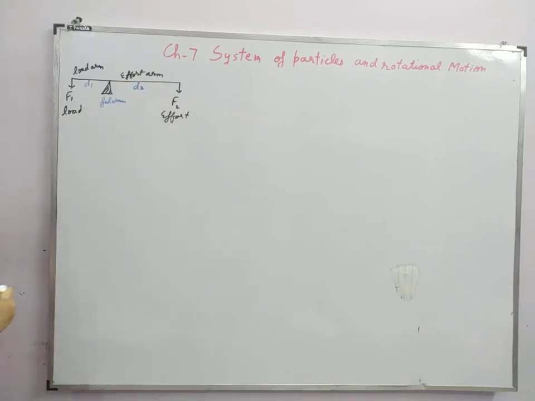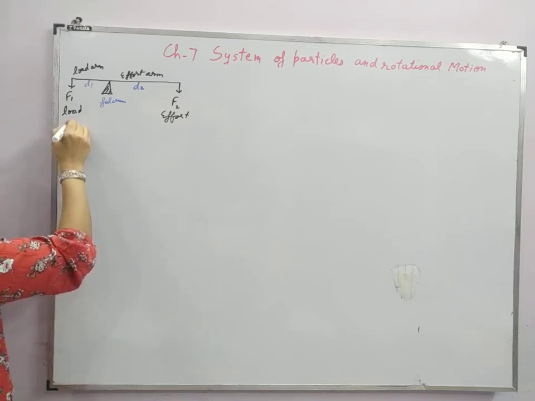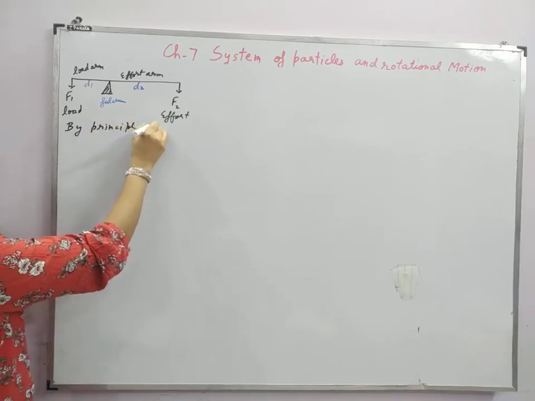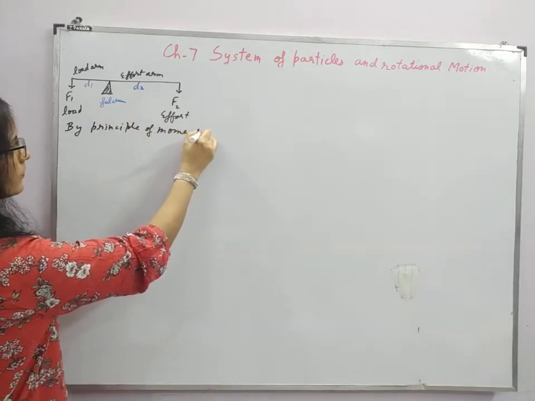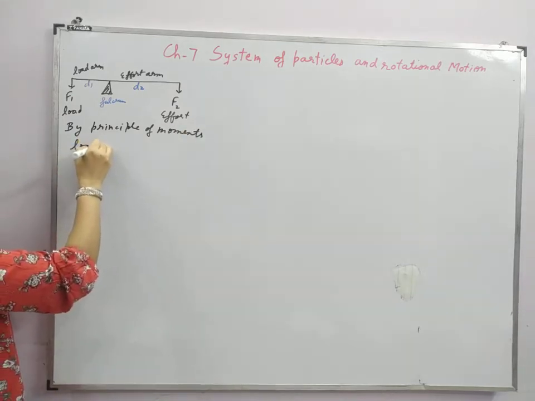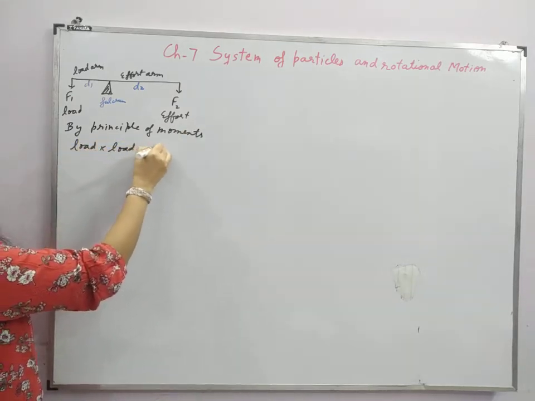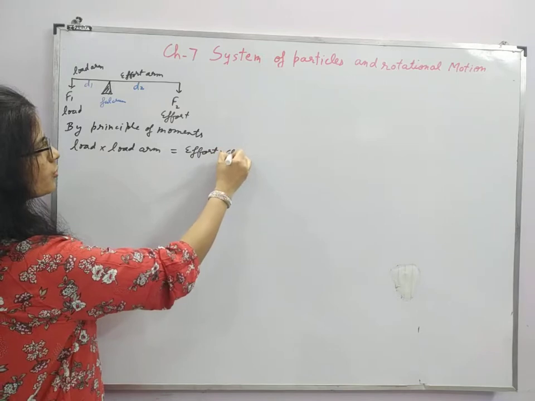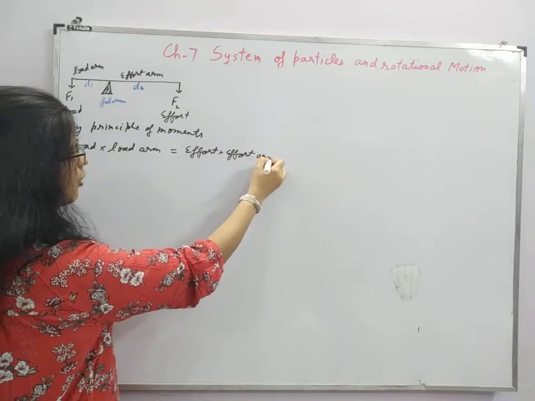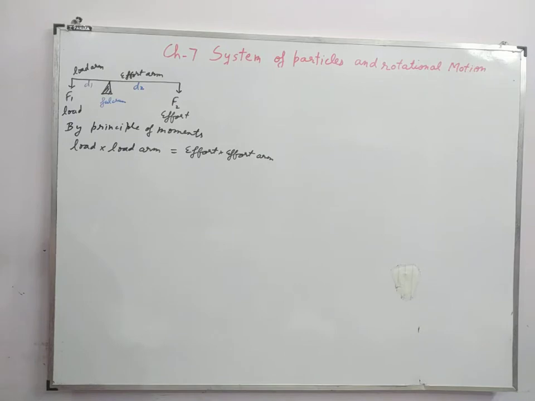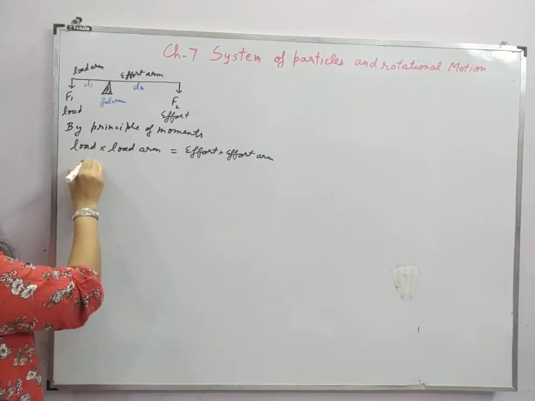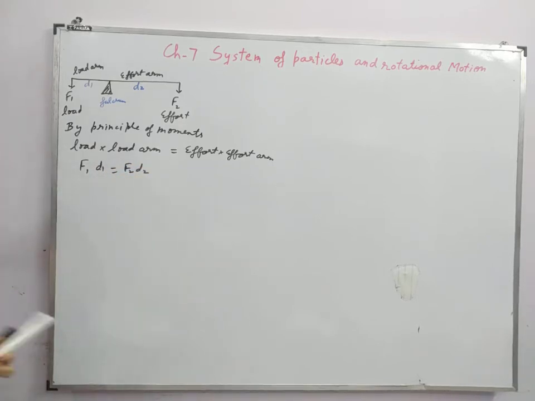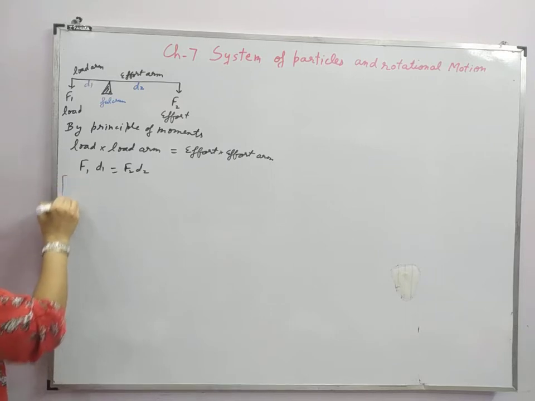So by the principle of moments, load into load arm is equal to effort into effort arm. How have we got this result? This is called the principle of moment. So you can write F1 into D1 is equal to F2 into D2. How have we got this? I'll explain that while writing the reason in the bracket.